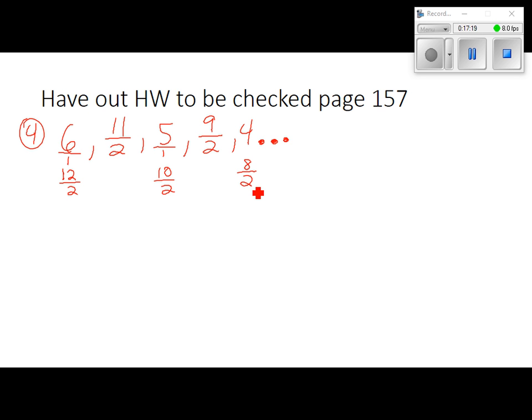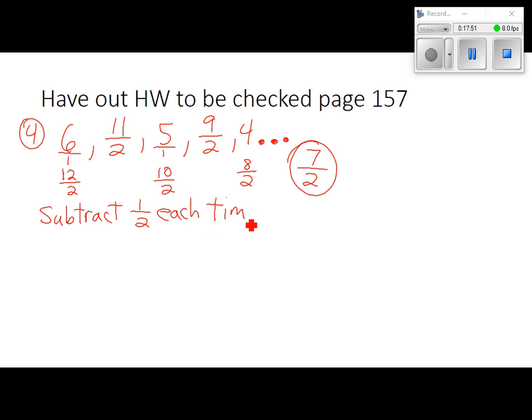You're coming down by half. So what's the next one gonna be? If we went 12 over 2, 11 over 2, 10 over 2, 9 over 2, 8 over 2, then 7 over 2 would be the next one. And the conjecture, what are you doing each time? Subtracting a half each time. That would be a good conjecture.